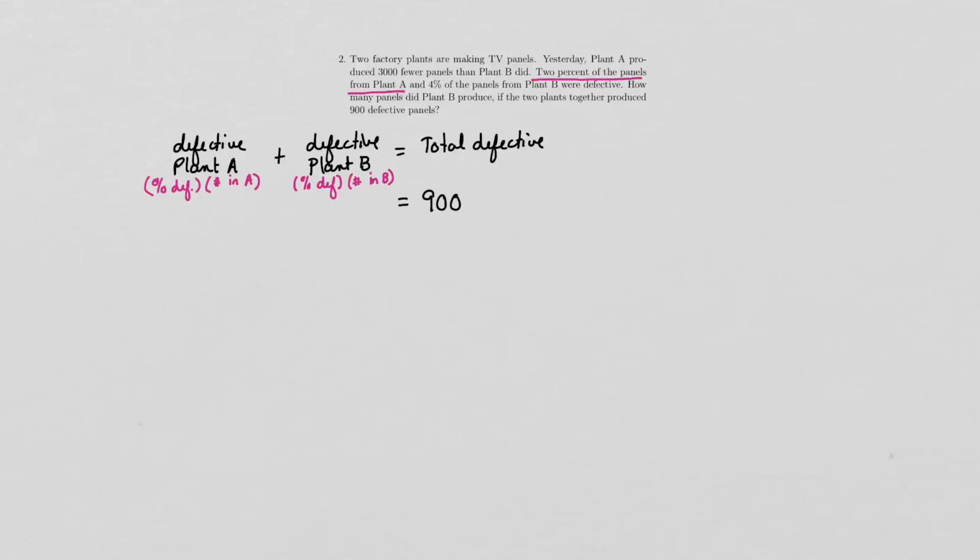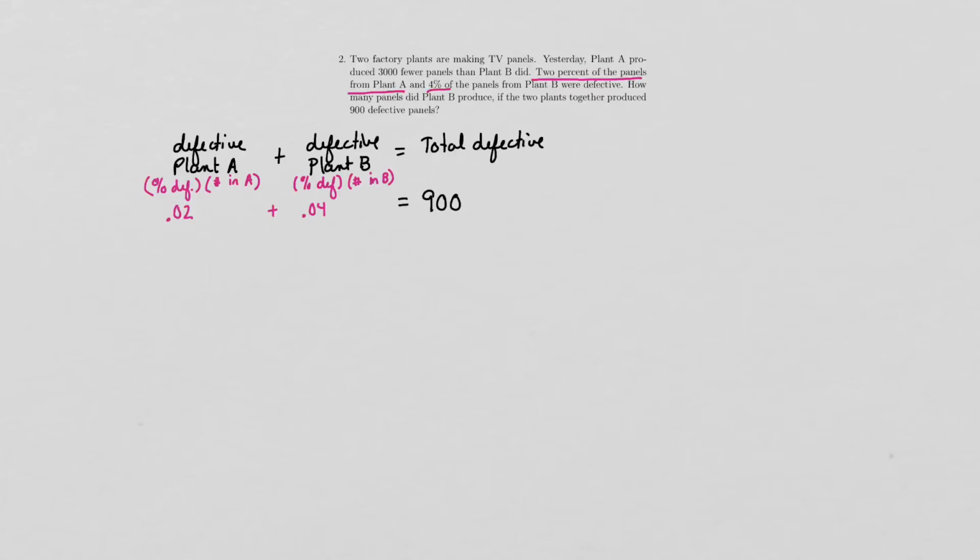Okay, so this first part here says 2% of the panels from plant A. So that 2% is this part right here. It's 0.02. Remember, we have to write it as a decimal. And then it tells us 4% of the panels from plant B were defective. So that's going to be 0.04. We're going to end up multiplying that times stuff.